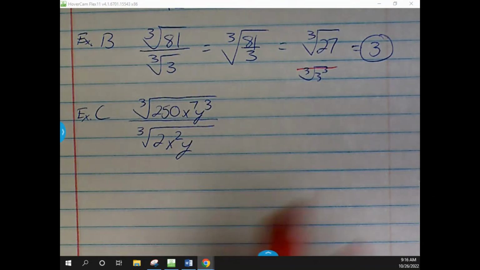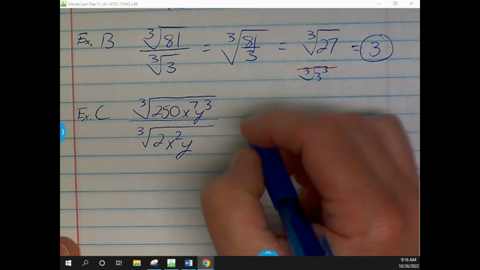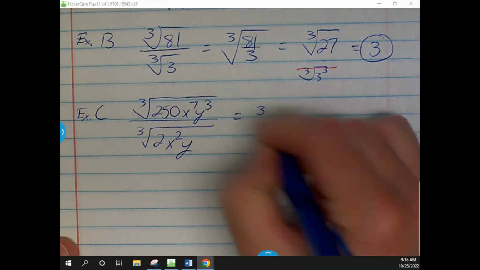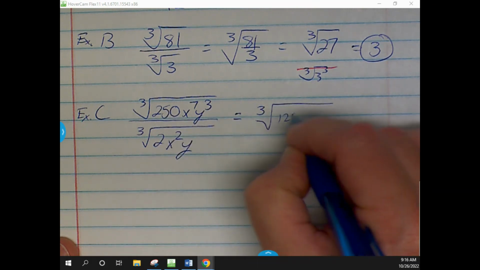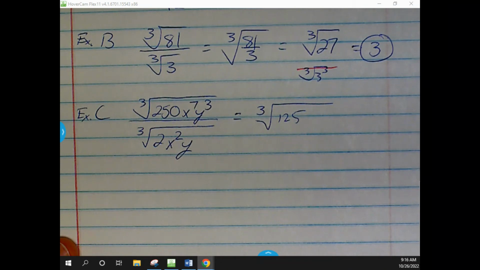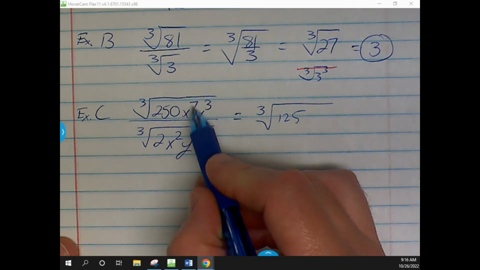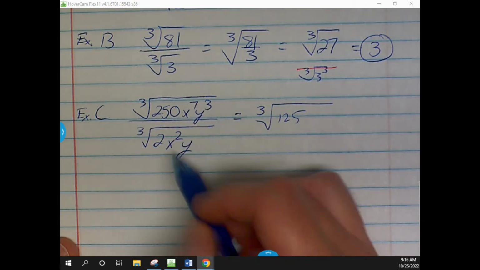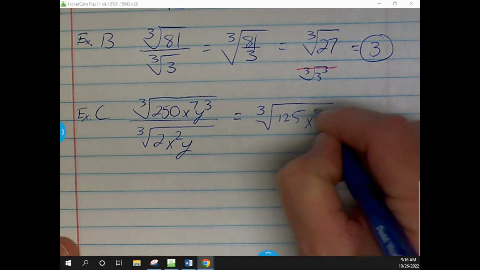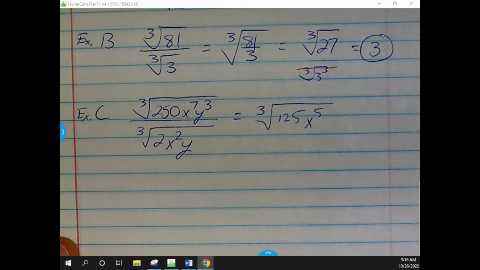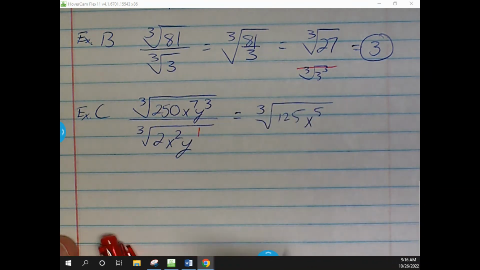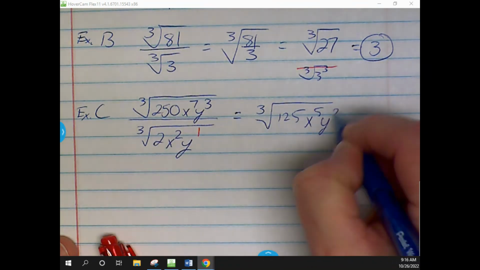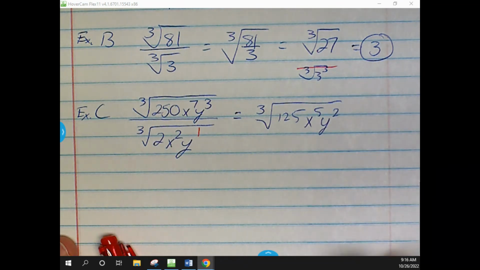All right, so we've got a bunch of stuff here. Let's see if we can just make it one big radical, because you've got 250 divided by 2. So that's 125. You've got x to the 7th over x squared. We're going to subtract those two exponents, make it x to the 5th. And with the y, remember that technically is y to the 1st. So when you subtract those exponents, that would be y squared.